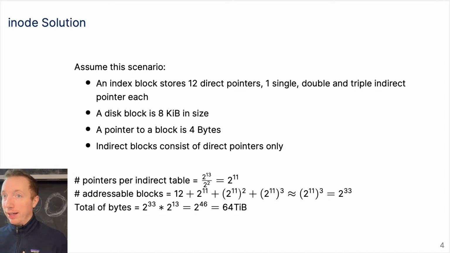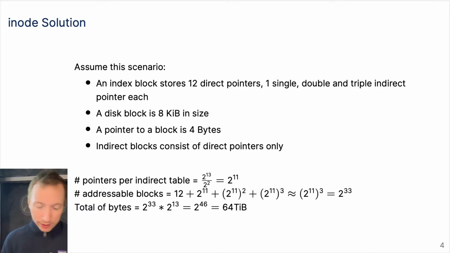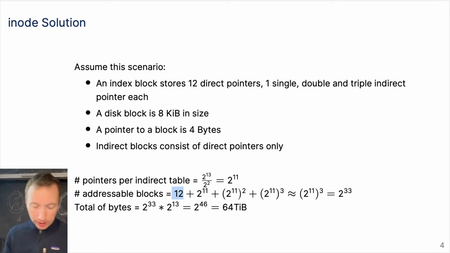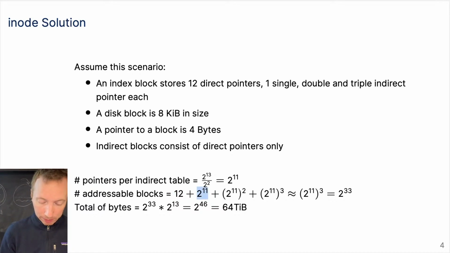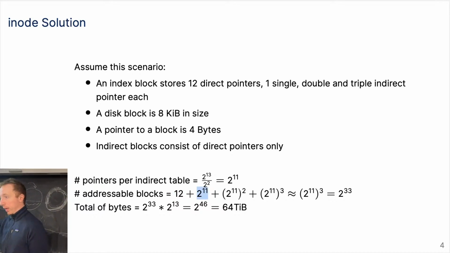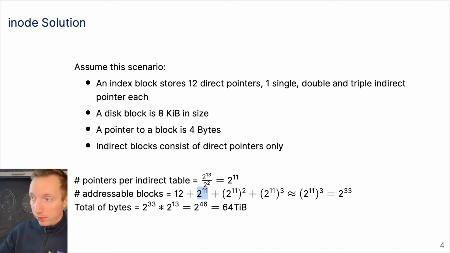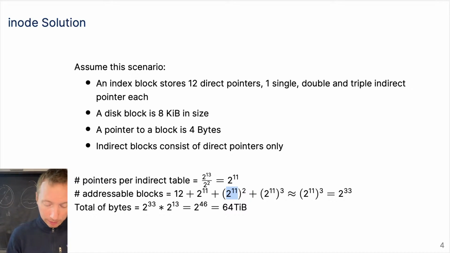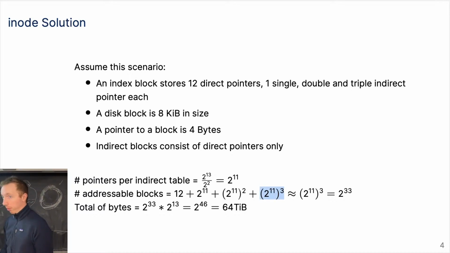Then, if we want to calculate the total number of addressable blocks, in this case we have 12 blocks that can be directly addressed just from the inode itself, because those are the direct ones. For a single indirect block, it would point to a table, and that single table could hold 2 to the 11, because that's the number of pointers. If we had a double indirect block, we take 2 to the 11 to the power of 2, because each entry points to another table. And for triple indirect blocks, it would be 2 to the 11 to the power of 3.